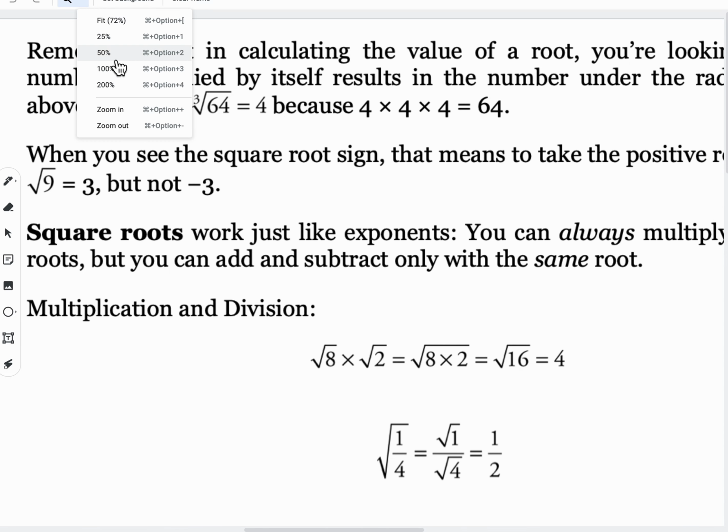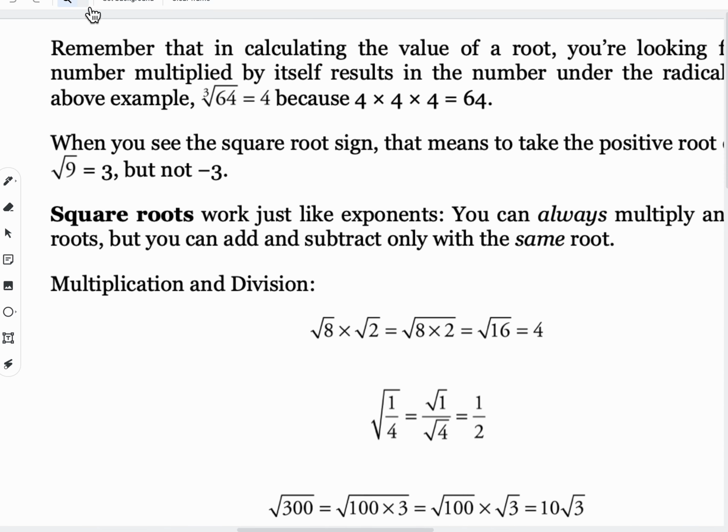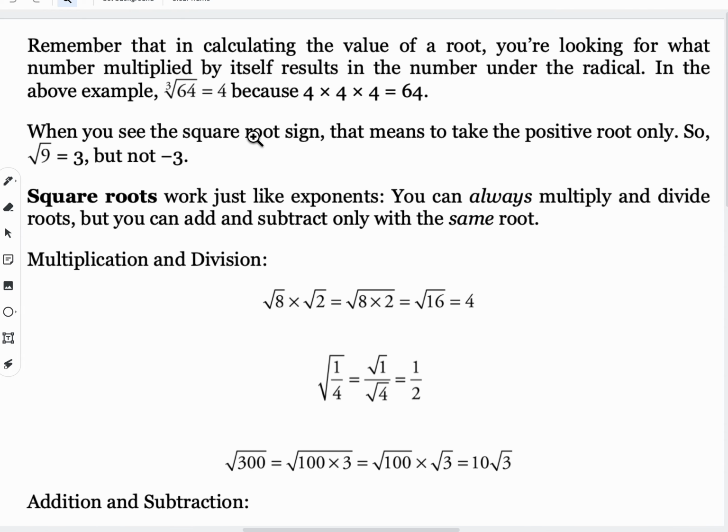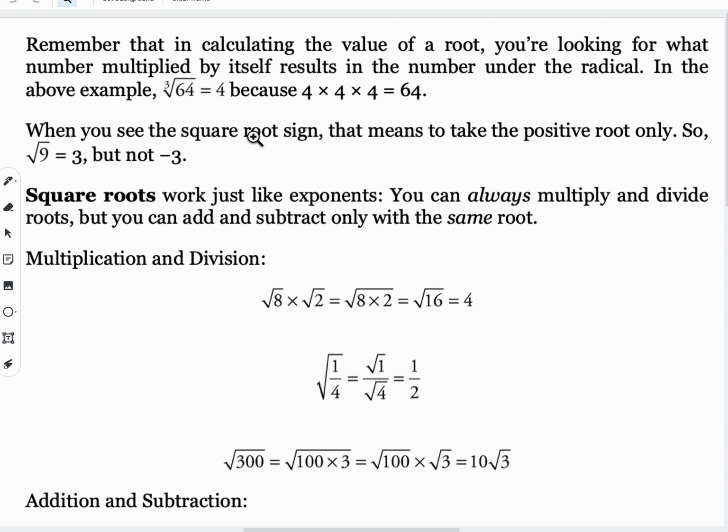When we are calculating the value of a root, we're looking for what number multiplied by itself results in the number under the radical. For example, the cube root of 64 is 4 because 4 times 4 times 4 is 64. When you see the square root sign, that means to take the positive root only. So the square root of 9 would be 3, not negative 3.